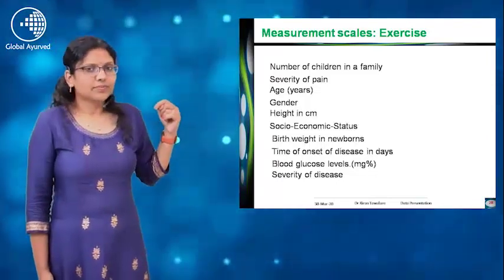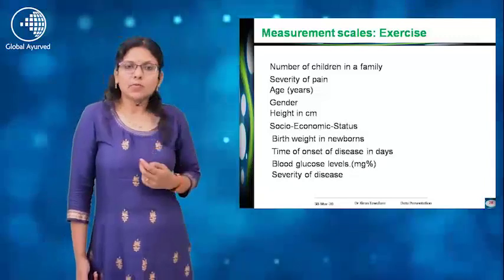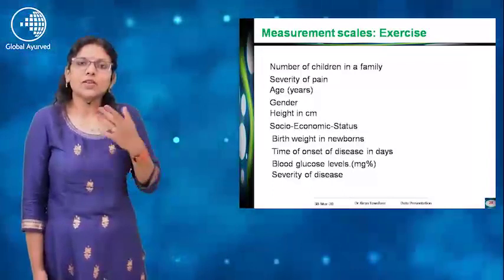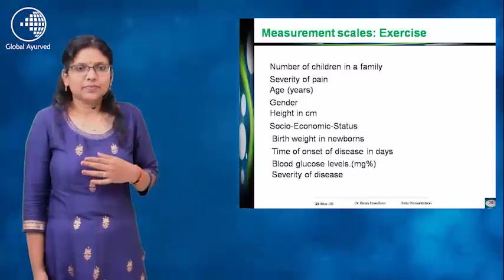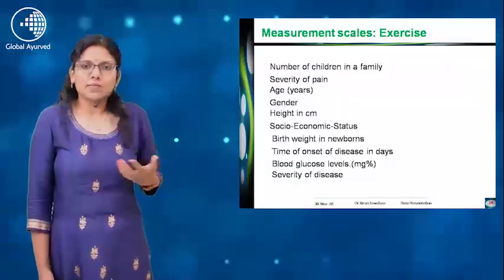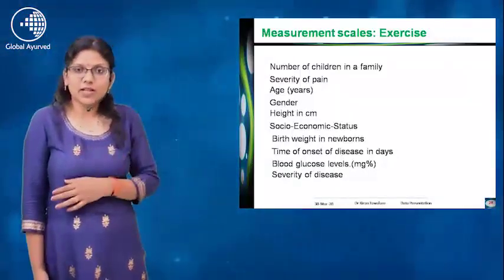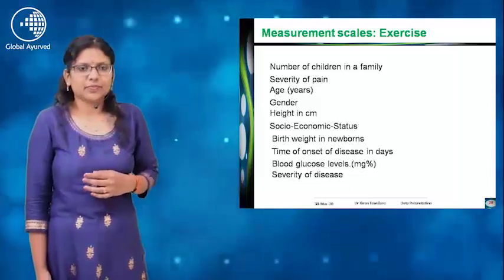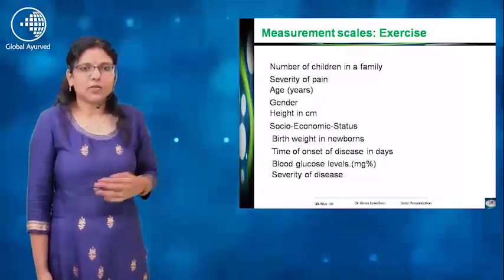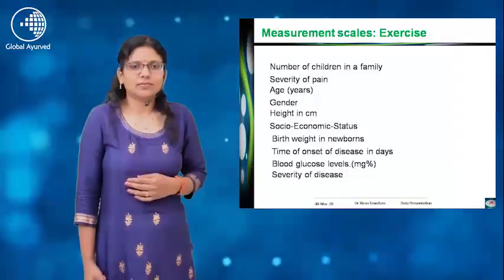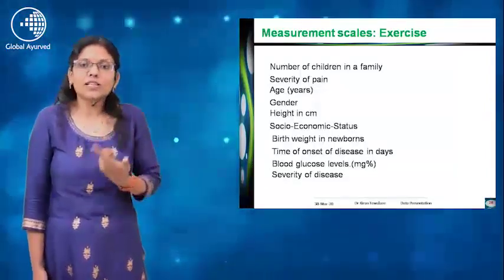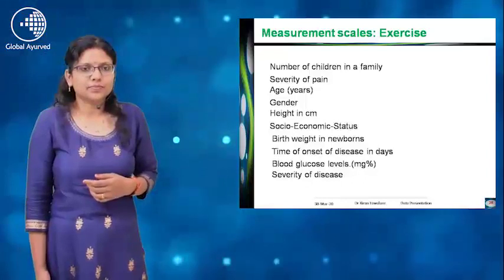Gender, male, female. Which type of data? Nominal type of data. And which scale can we use? Nominal scale. Height in centimeter. कौन से प्रकार का डाटा है? Continuous type of data. And which scale can we use? The ratio scale. Socio-economic status. Poor होता है ना, mild, moderate, severe. Ordinal type of data or the rank data. We can use the ordinal scale for the ordinal type of data.